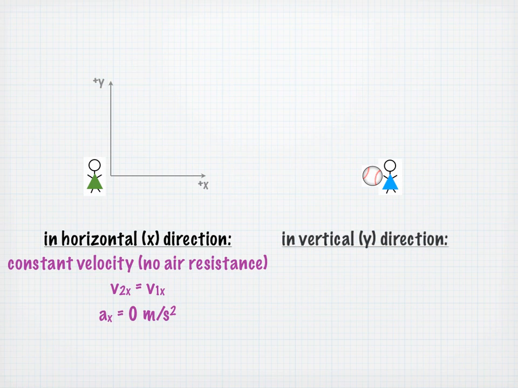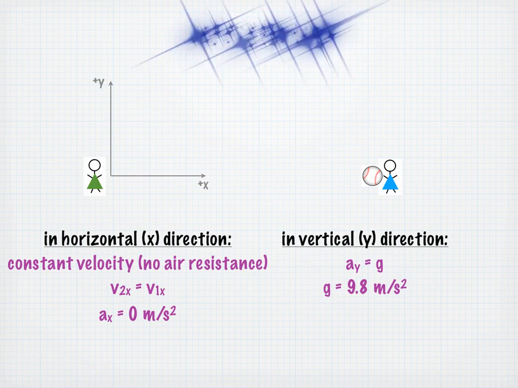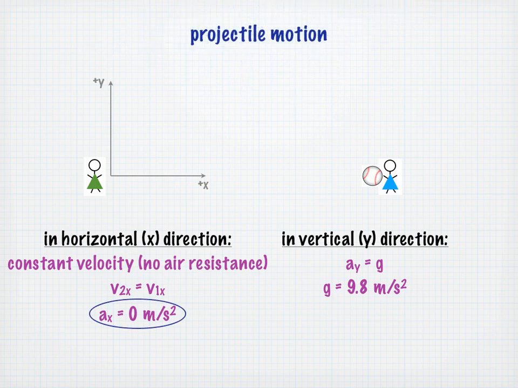In the vertical or y direction, the ball is being accelerated toward the Earth with a magnitude equal to g, the gravitational acceleration value. We use 9.8 meters per second squared for this value. These define projectile motion: 0 acceleration in the horizontal direction, and the magnitude of the vertical acceleration being equal to g. Since the gravitational acceleration is the only acceleration an object is undergoing in projectile motion, it can be considered a form of free fall.